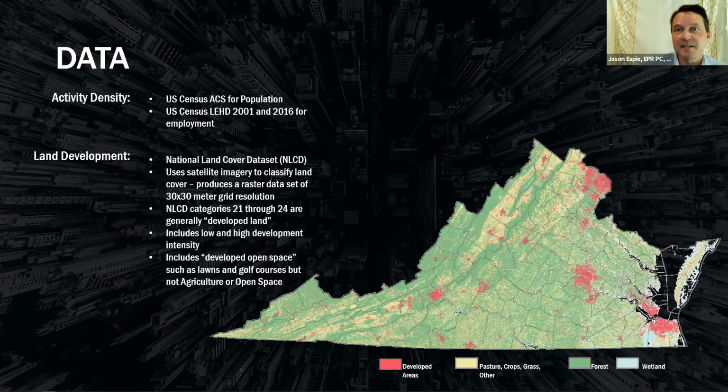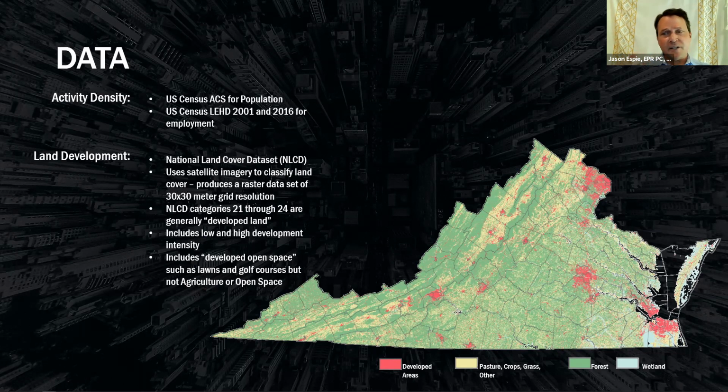So let's talk a little bit about the data. We have the activity density data we obtained. These are all publicly available data. We use the US Census American Community Survey for population. We use the US Census LEHD data for 2001 and 2016 for employment. And for the land development, we use the National Land Cover data set. And Paige is going to post some links to where we got these data from.